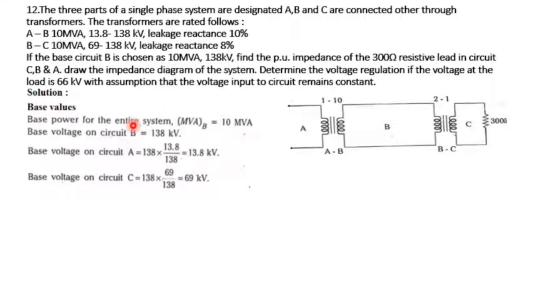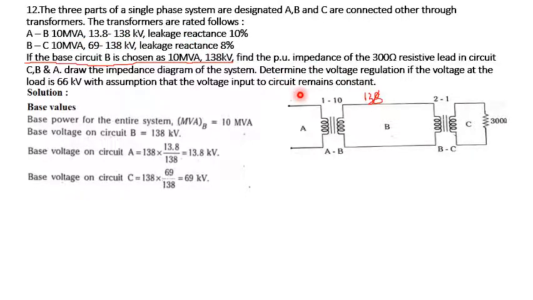So we have to consider, because he has mentioned that the base circuit B is chosen as 10 MVA, 138 kV. Okay, so this is 10 MVA, the B circuit is 138 kV, fine. So we have to convert A to B. Okay, so what is that A circuit? A is 13.8, B is 138.